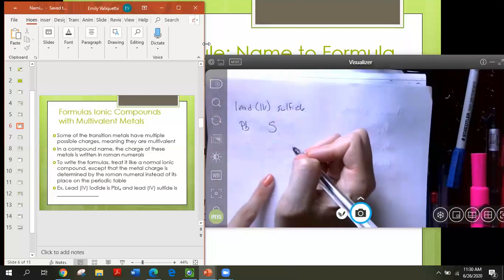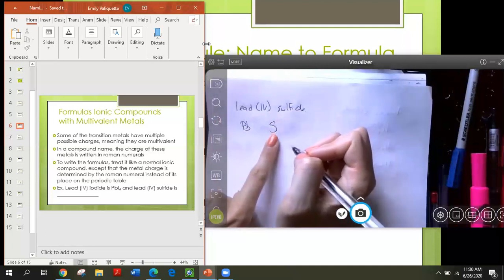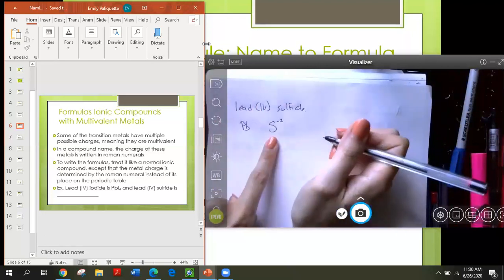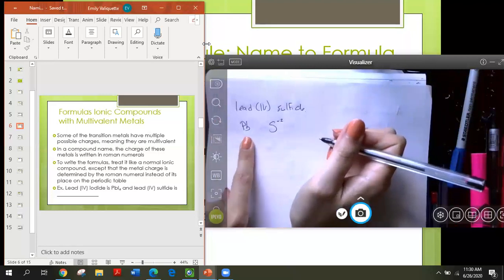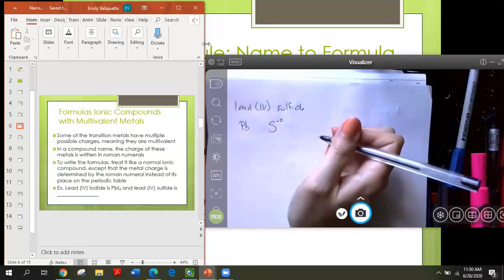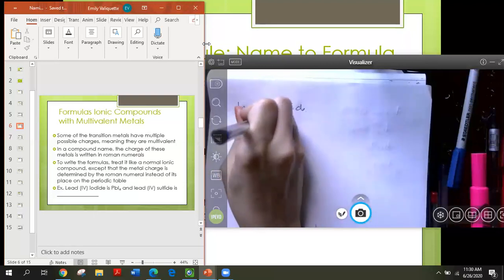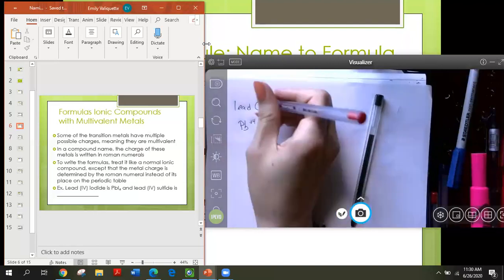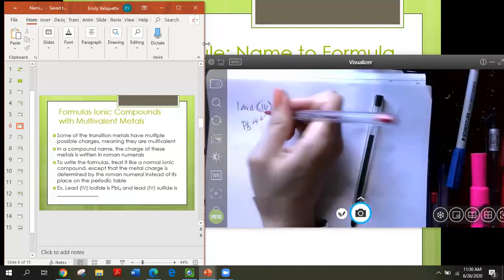Then I'm going to write their charges in. So sulfur is not a transition metal. It's in the 16th column. It's always going to have a charge of -2. Lead is a transition metal, so I don't just know its charge. That is what this bracket tells me. This is a 4 in Roman numerals. So that tells me that lead has a charge of +4. It's always a positive number. Okay, so that is what that means.